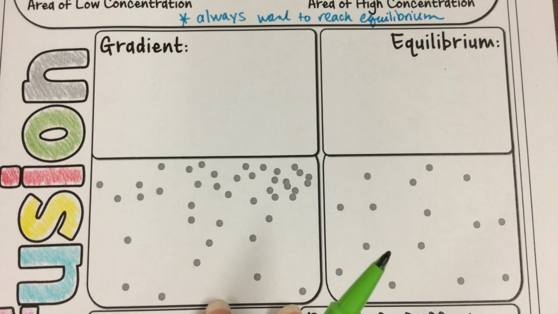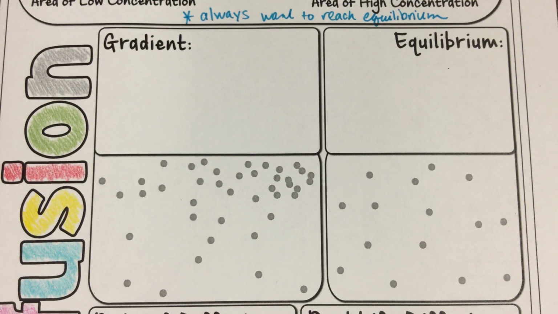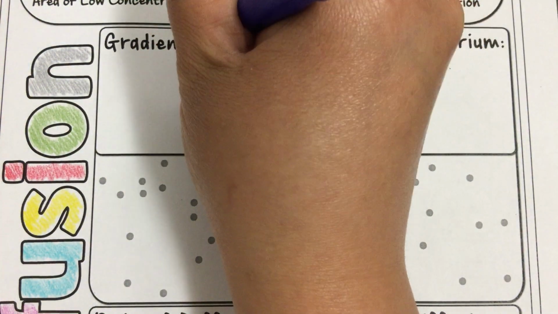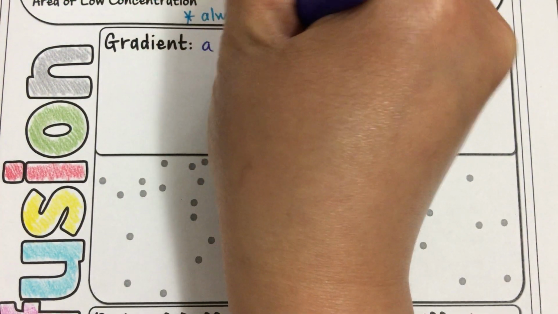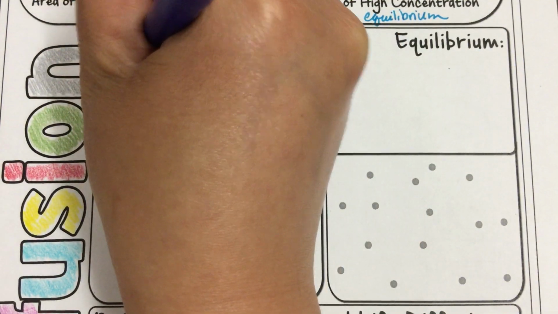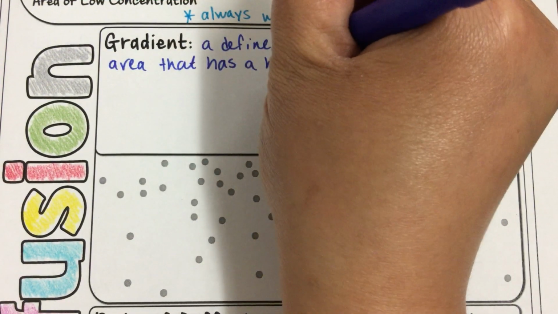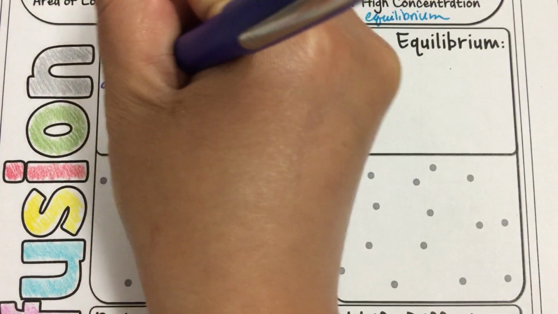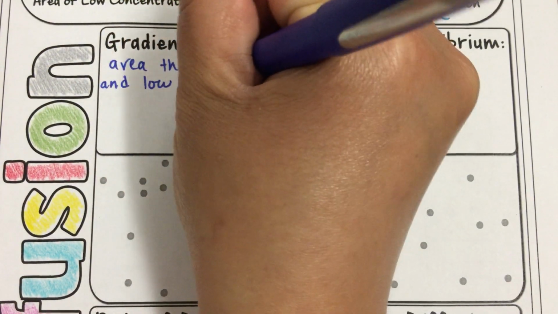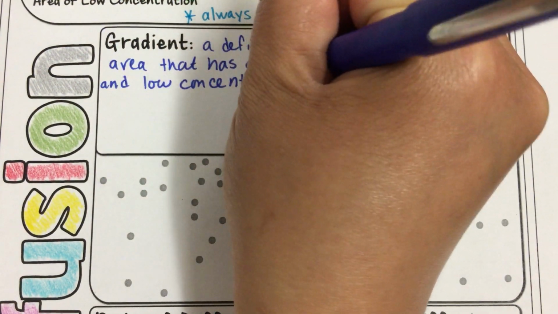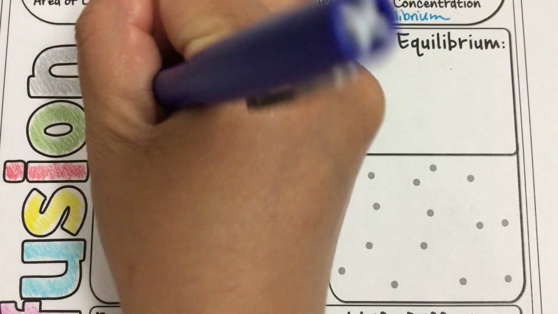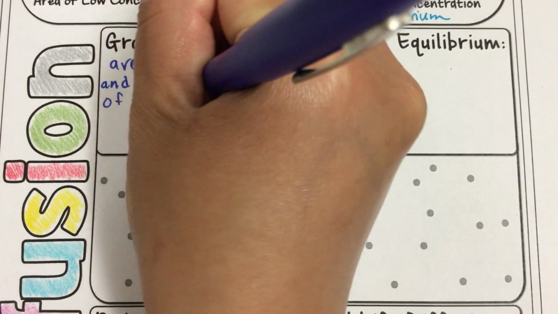So how can we tell what direction it's going to be moving? Well, whenever we're looking at our solution, there is going to be a gradient established. And so a gradient is a defined area that has a high and low concentration of solutes. Okay, and solutes are just my molecules.